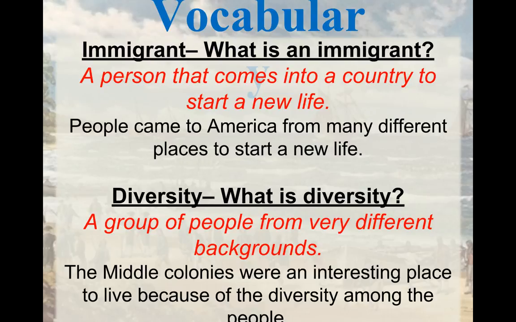Vocabulary that we're adding is immigrant. What is an immigrant? An immigrant is a person that comes into a country to start a new life. People came to America from many different places to start a new life. Diversity. What is diversity? A group of people from very different backgrounds. The middle colonies were an interesting place to live because of the diversity among the people.